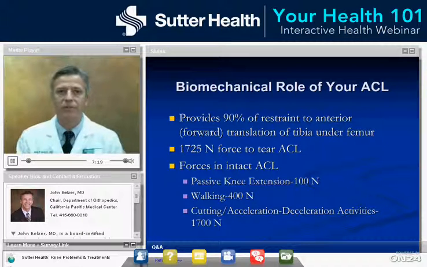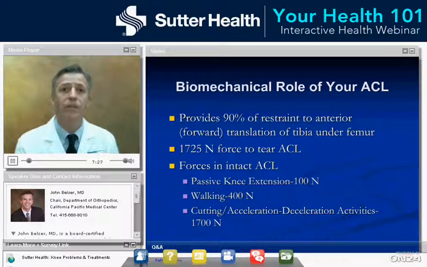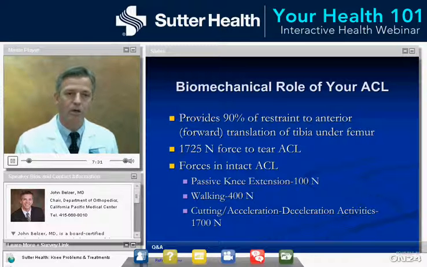Now, it takes about 1,725 newtons of force to tear an anterior cruciate ligament. Now, it's not important that you understand newtons of force. I have trouble understanding it myself. But for the forces to an intact ACL, as a relative term, we can look at other activities. So, for instance, passive knee extension creates only about 100 newtons of force to the knee. That's if you were to take your knee and just straighten it out.